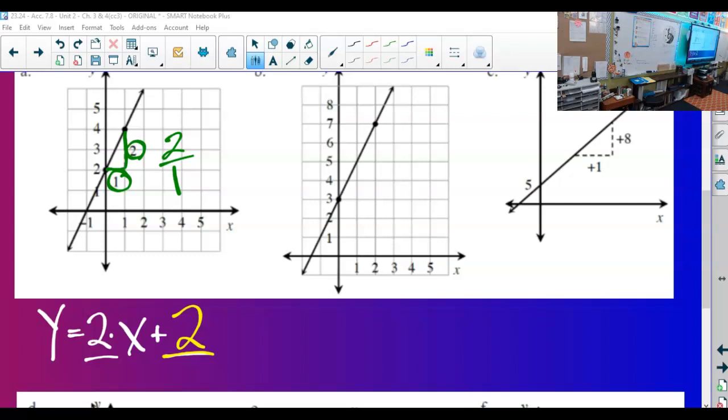1, 0. 1, it is 0. Oh, the growth is negative 4. Okay, so it's y equals negative 4x plus 2.